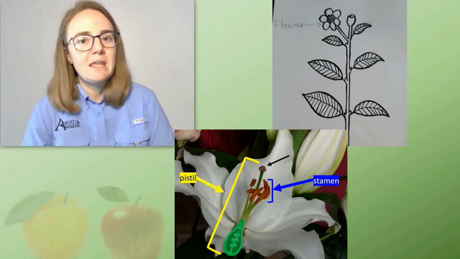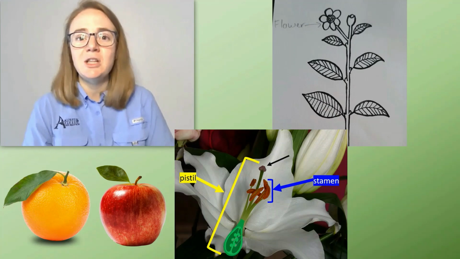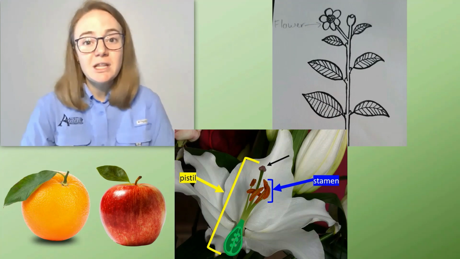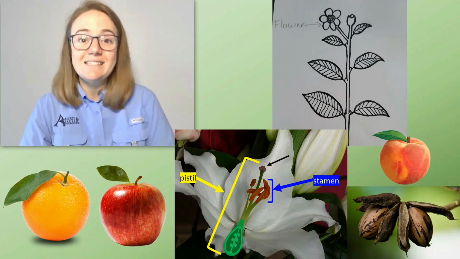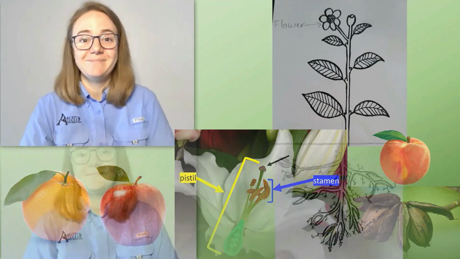When you think of fruit, you might think of apples and oranges, but fruits can actually look a lot of different ways. They can be squishy like a peach or hard like a pecan. But all fruits contain seeds, and seeds are what lead to new plants.